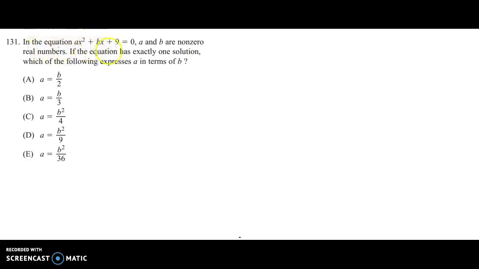In the equation ax squared plus bx plus 9 is equal to 0, they say a and b are non-zero numbers, okay? And it says the equation has exactly one solution. Which of the following expresses a in terms of b? Well, let's parse this for a moment. If we have one solution to a quadratic equation, that means we have something like x plus 2 times x plus 2, right? Because if we had these factored out, the only value for x that would make it work would be -2. Okay, so we have something like that here.